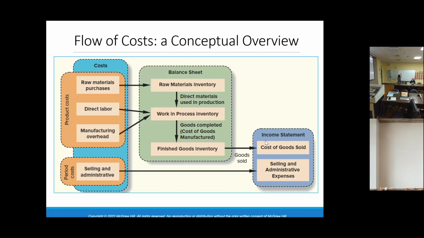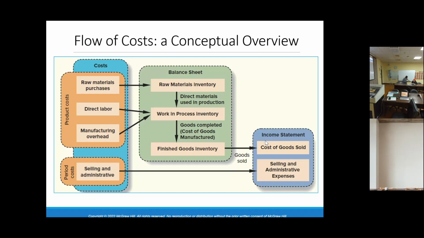So, balance sheet. Include assets. And then? Assets equals liability plus owner's equity, right? Or shareholders' equity. Okay. And for income statement.